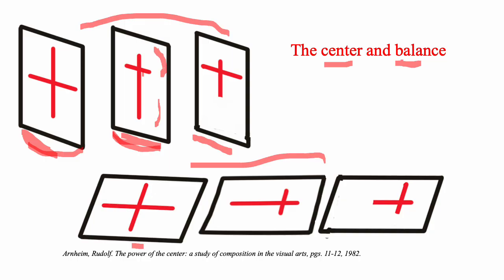Now, what happens when they're put on horizontal surfaces? Well, these two look equally well balanced. But this one does not, because it has too much going into the distance and not enough of the cross in front.